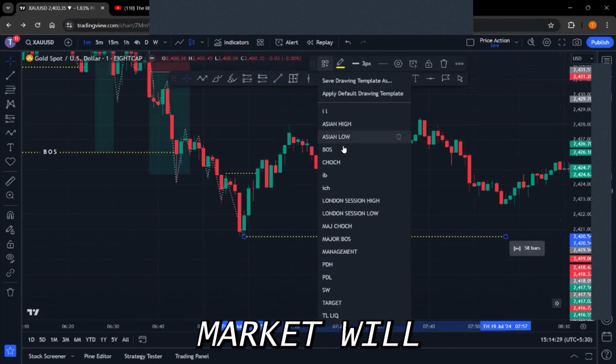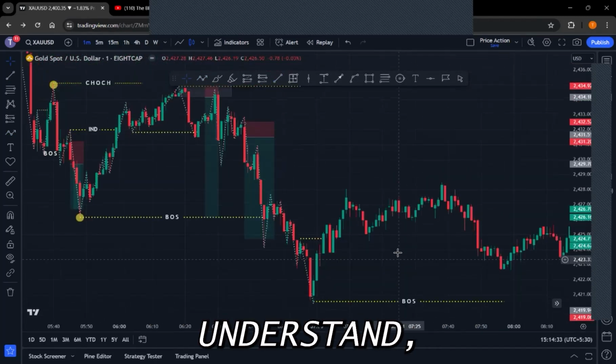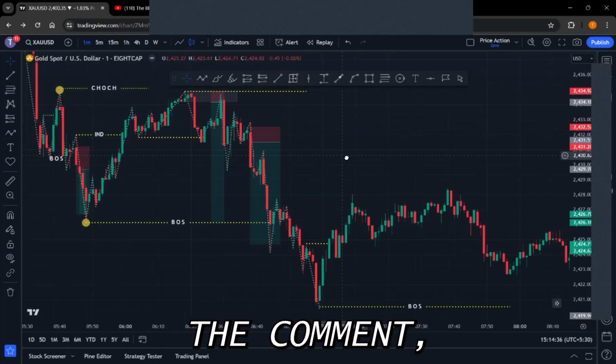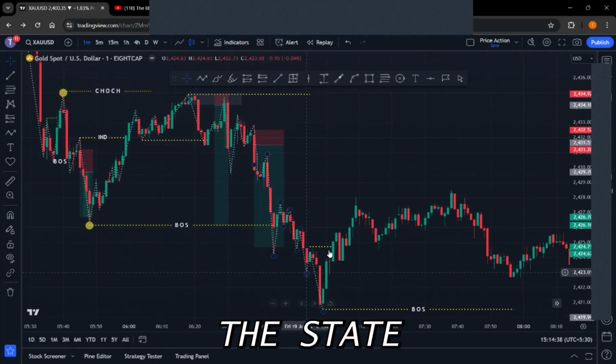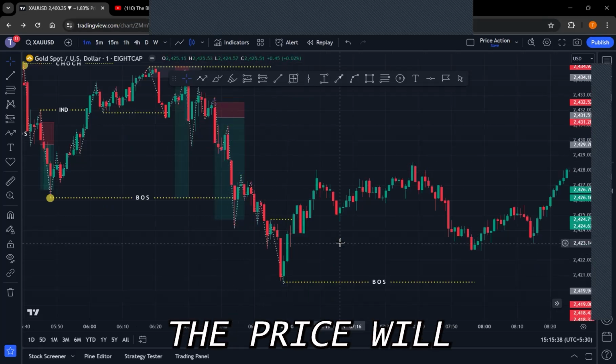And we don't know if the market will actually break this in the future or not, but that's not the question right now. We need to understand. And please do let me know in the comment if you will be able to understand this trade or not.